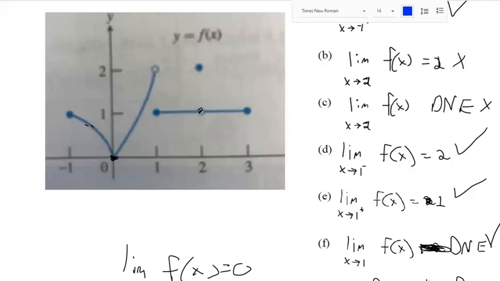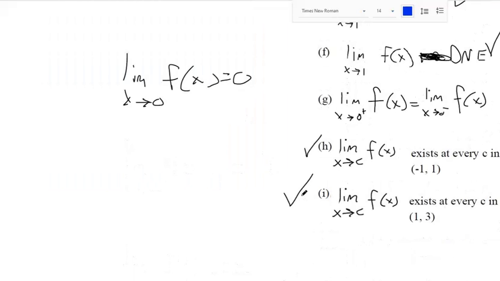We just evaluated the limit as x approaches 2. The limit from the left and the right, they both existed. The limit was 1, we saw up in this part, right? So the limit does exist there. It exists for everything up to x equals 1, x equals 3, and everything in between. So this is another true statement.